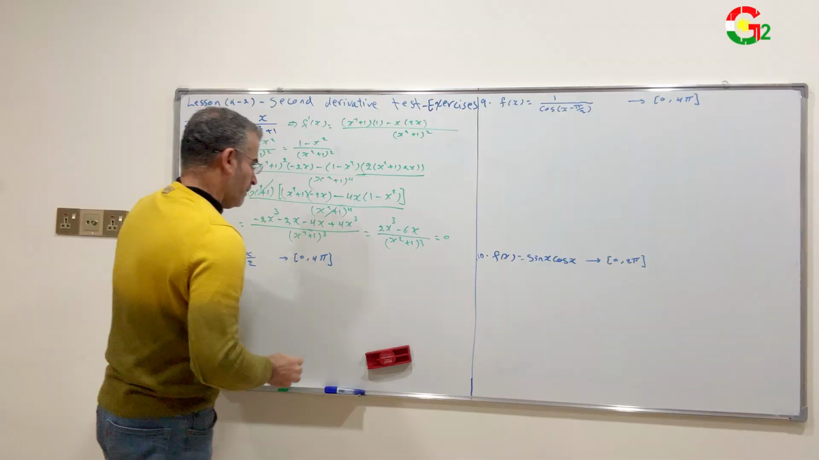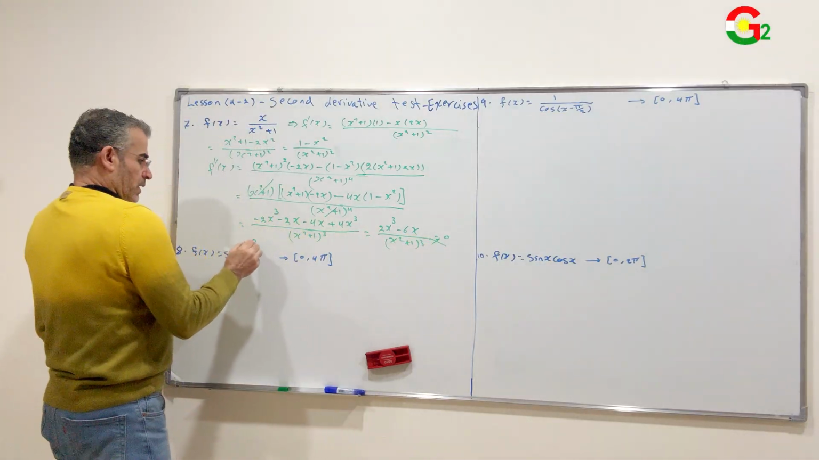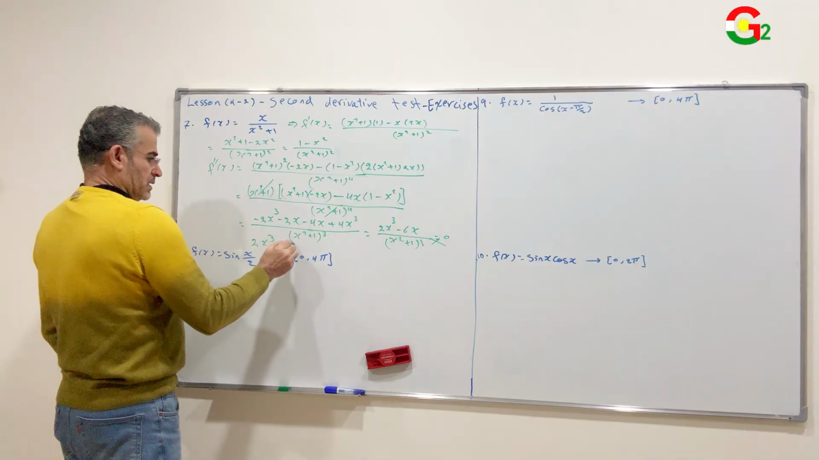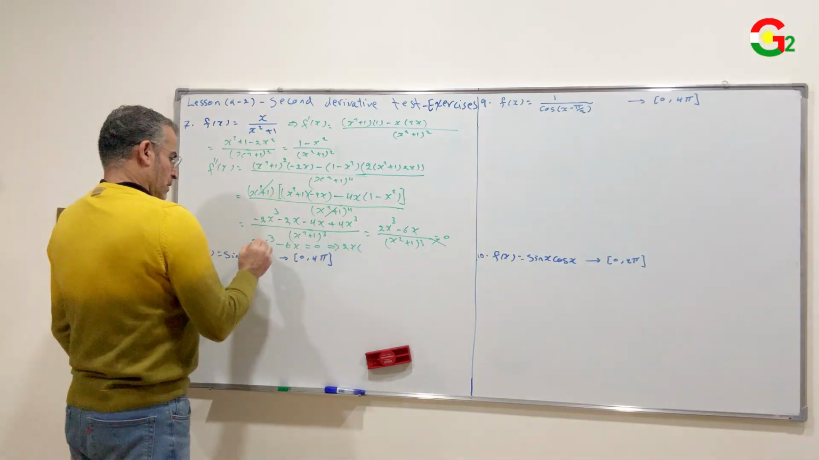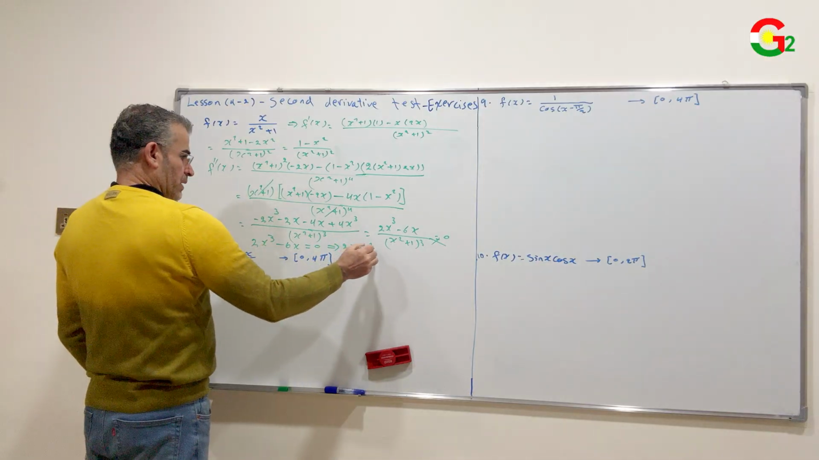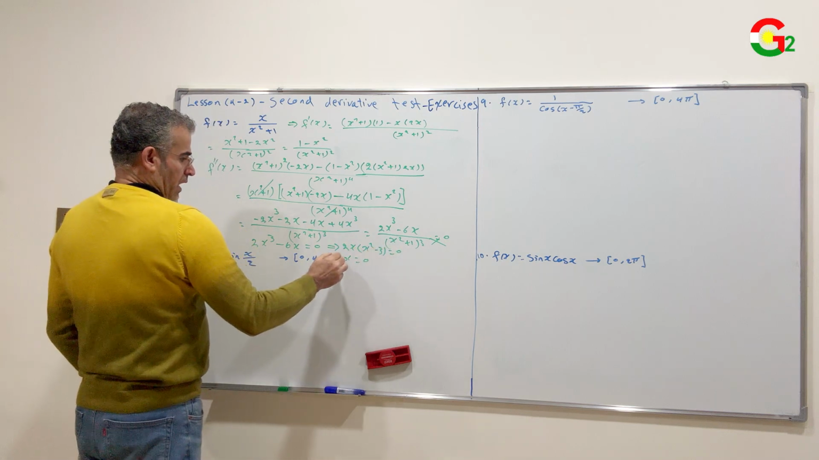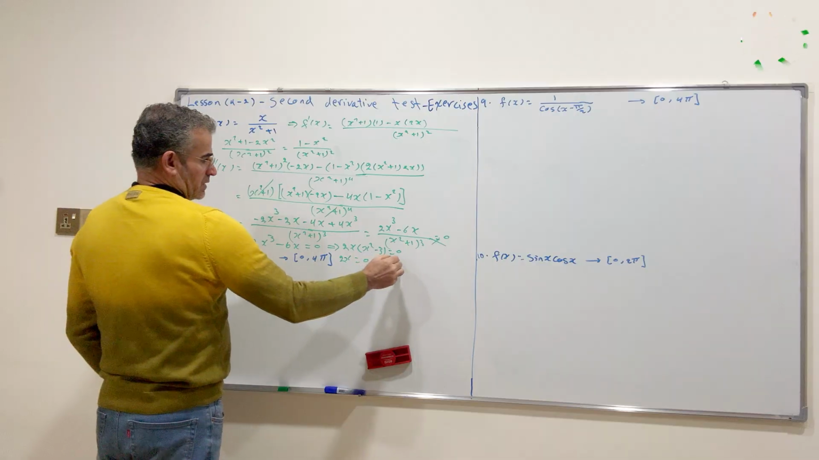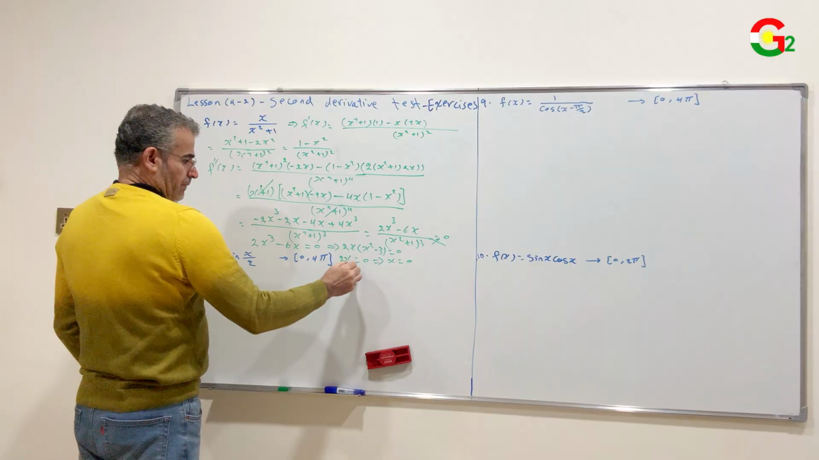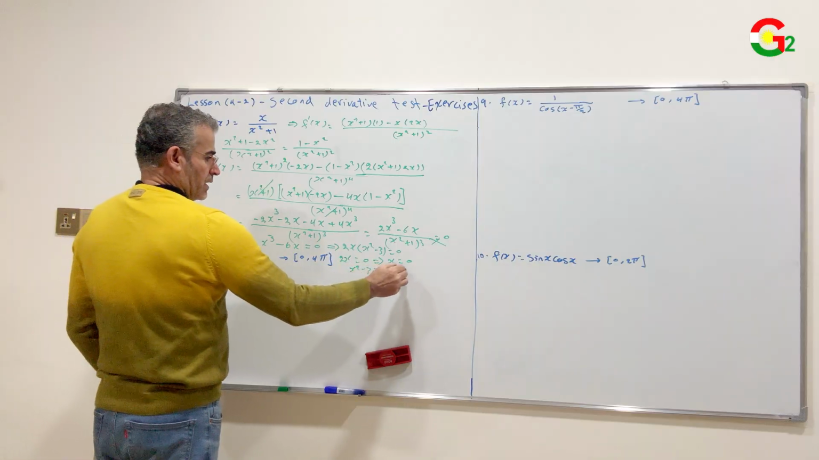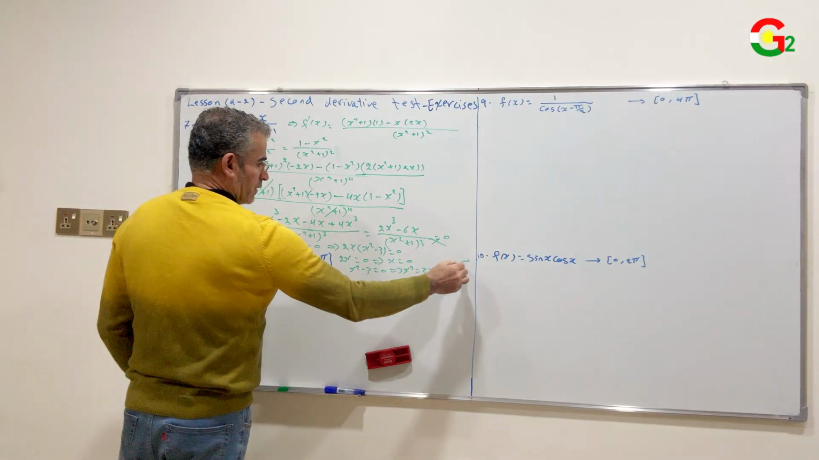Set it equal to 0. Cross multiplication. Then 2x power 3 minus 6x equals 0. Factorize by 2x. Then x power 2 minus 3 equals 0. Either 2x equals 0, then x equals 0, or x power 2 minus 3 equals 0, then x power 2 equals 3, then x equals plus or minus square root 3.